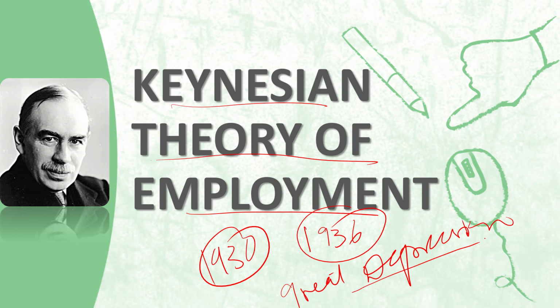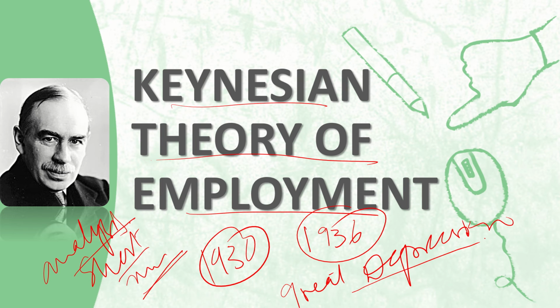According to the Keynesian theory of employment, the level of employment depends upon national income and output, and his theory is a short run analysis. This theory is based on short run analysis.